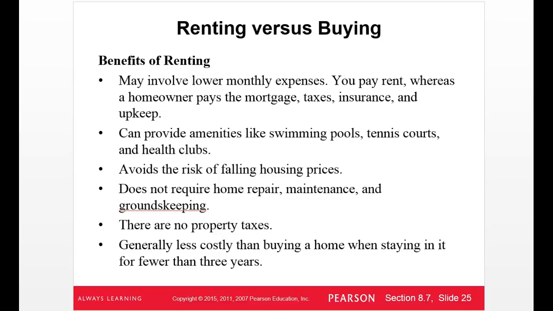Typically, not always, but typically, if you're renting, a lot of times your lawn maintenance is included, and repairs. No property taxes to have to pay, which can be outrageous in certain cities, and sometimes you have to pay city taxes along with county taxes. And it just generally costs less than buying a home if you're staying in it for 2-3 years. Not always, but most of the time.